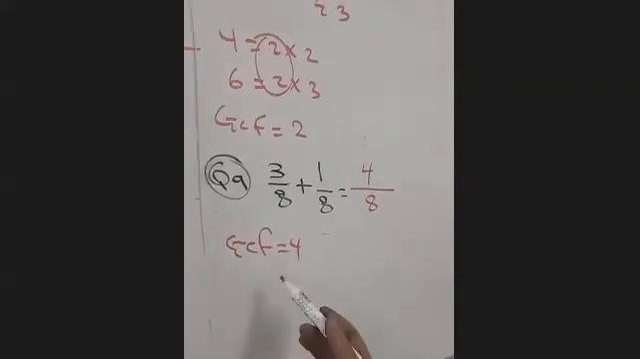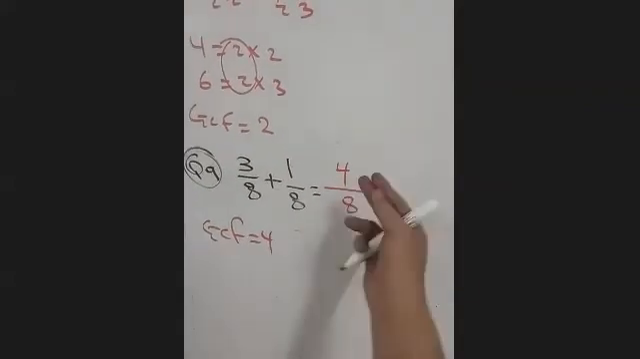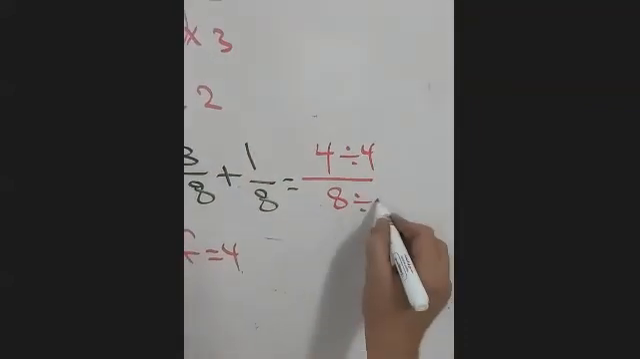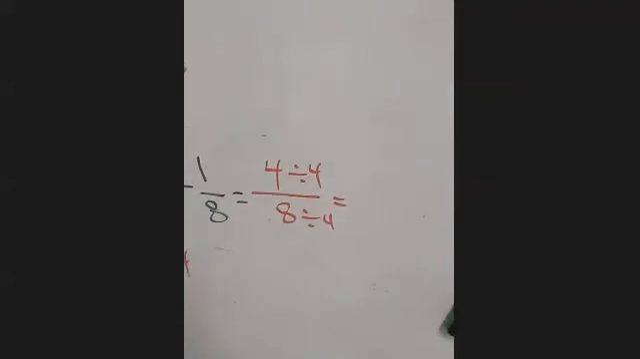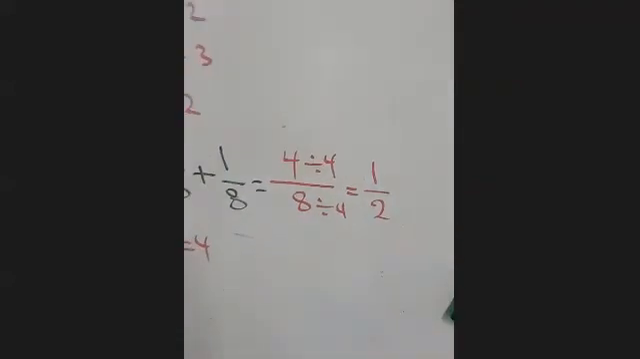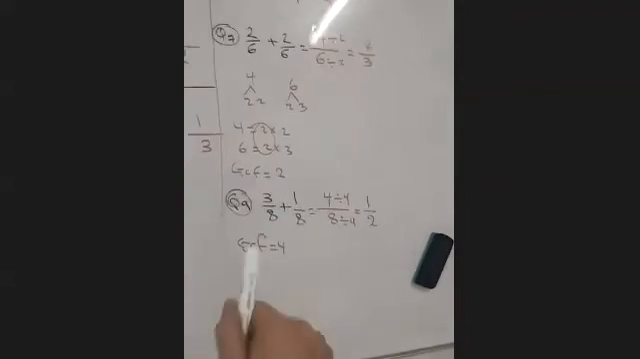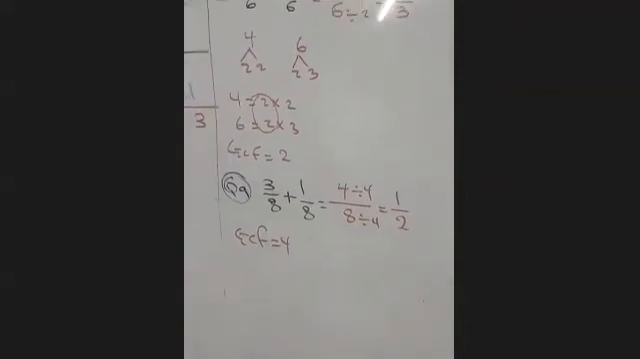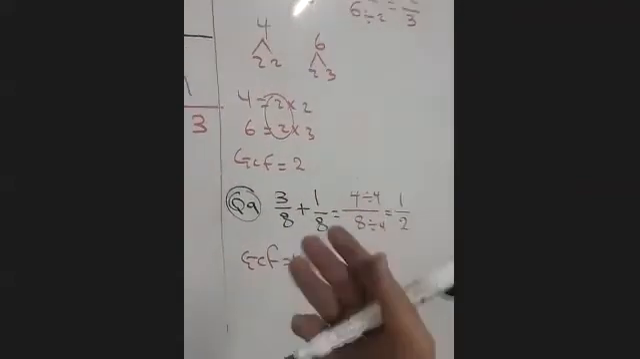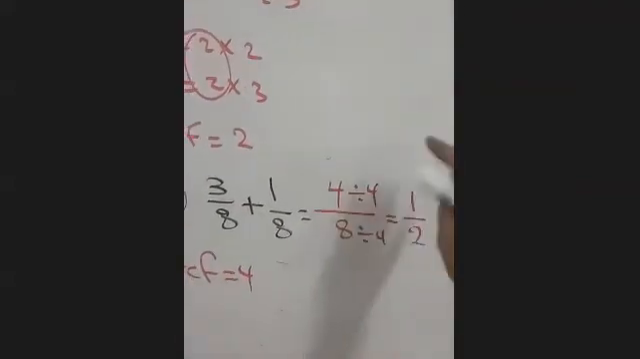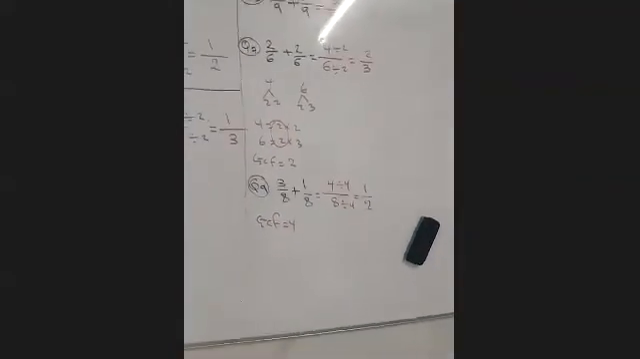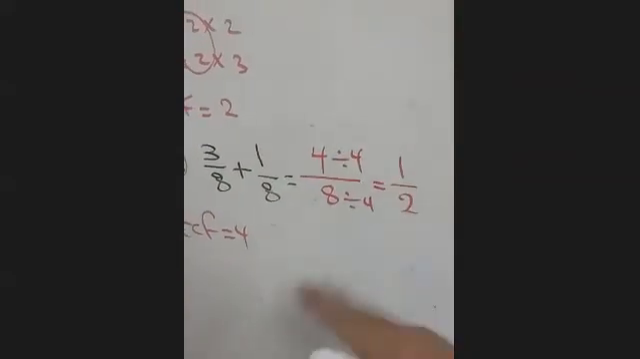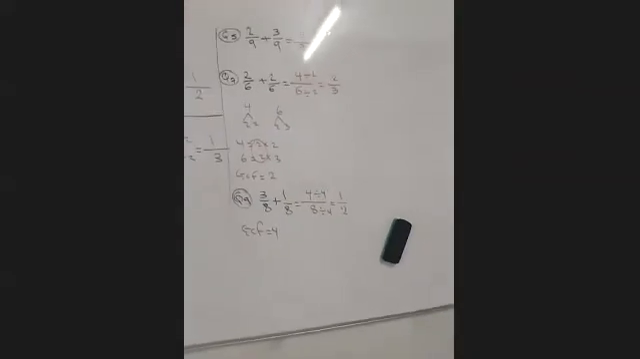After we find the GCF, what do we do? We divide 4 by 4 and 8 by 4, which equals 1 over 2. So question 9, guys, the answer is 1 over 2, the final simplified answer. If you know the GCF, no need to do it, divide directly. This is question 9.